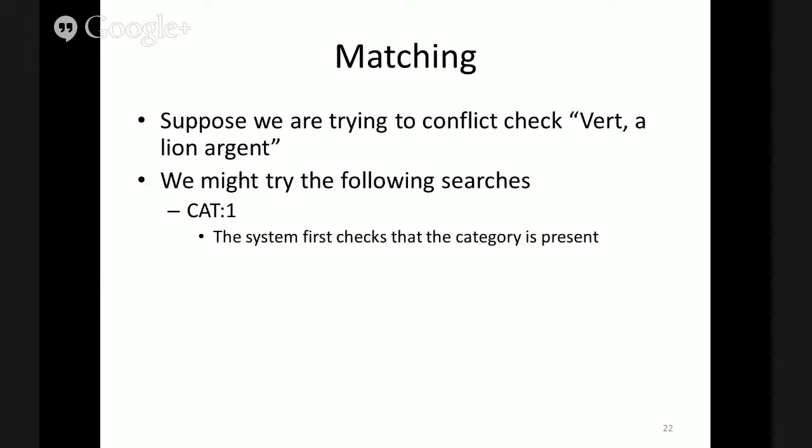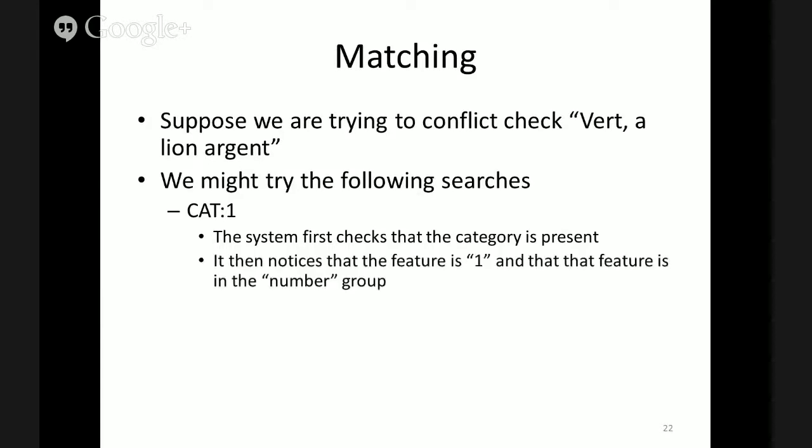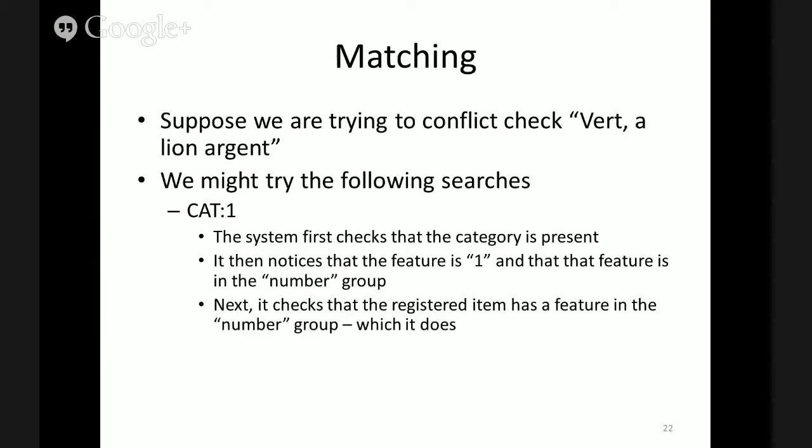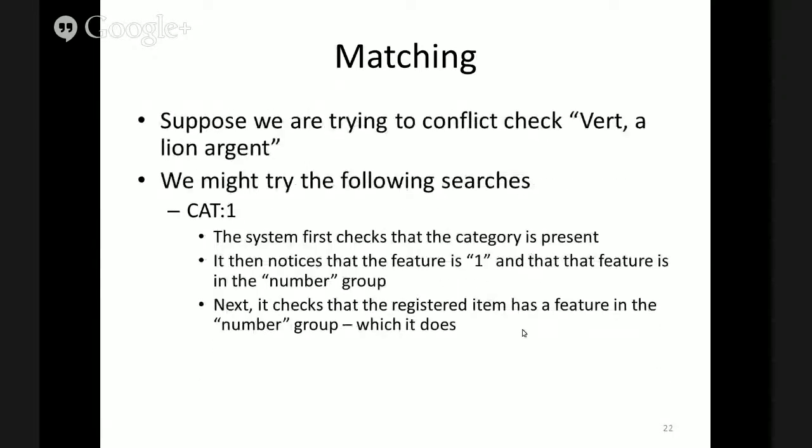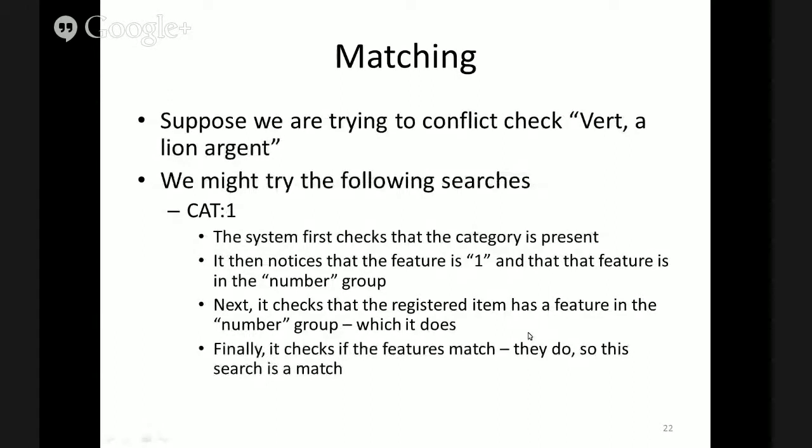So first it checks that the category is present. Is there a cat? Yep, sure enough, there's a cat. Let's compare the cat lines. It then notices that we're looking for the feature 1, and that the feature 1 is in the number group. It then checks if the registered item has a feature in the number group on the cat line. It does, right? We saw that over here. We have 1, a feature in the number group. So it checks if the features match. They do, so this search will return a match.